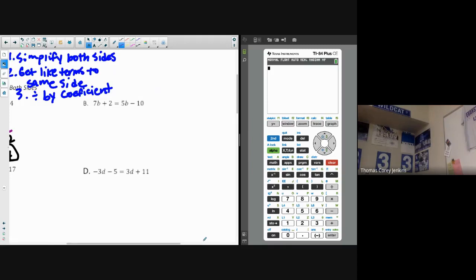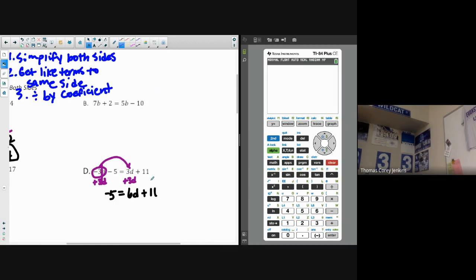All right, so again, I want to try to move my smaller coefficient, so I'm going to choose to move negative 3d over there, okay? So I'm going to add 3d this time. You always do the opposite. On the left side, it gives me 0 minus 5, which is negative 5. On the right side, it gives me 3d plus 3d is 6d. And we still have that plus 11 over there, okay?